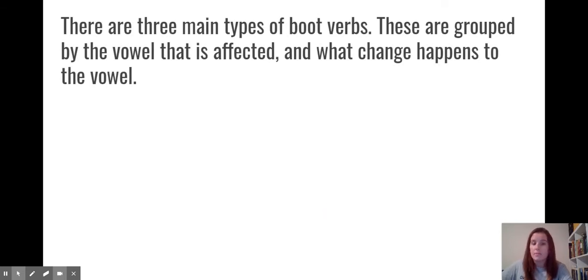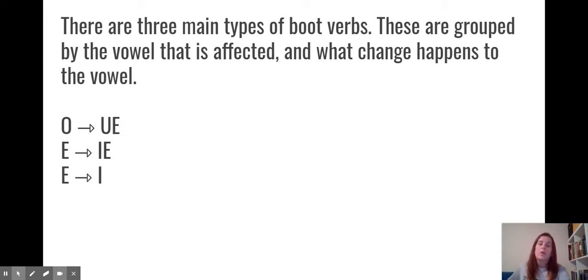So there are three main types of boot verbs. These are grouped by the vowel that is affected and by the change that happens to that vowel. There are O to UE boot verbs, there are E to IE boot verbs, and there are E to I boot verbs. What happens with these is that we're going to replace the O with a UE sound. We'll replace an E with an IE sound, or we'll replace an E with an I. This is dependent on what kind of verb you're looking at. It varies a little bit. But for example, with volar, which means to fly, it's an O to UE, so the O would become UE.